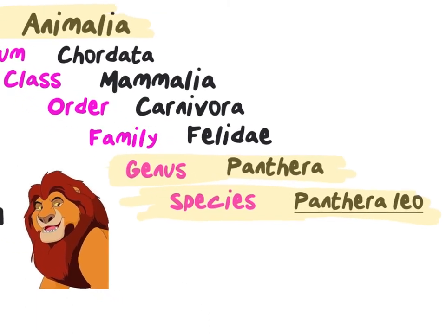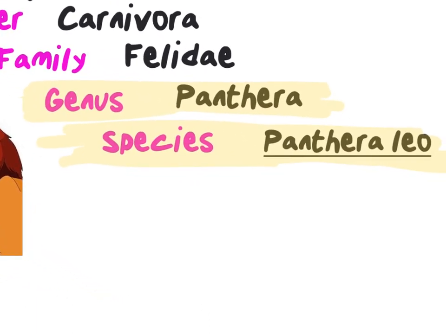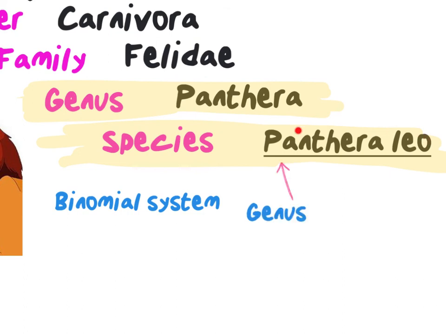Okay, so focusing in on the genus and species bit, we can see this is called the binomial system. So here we've got a 2-word description of the species, the first being the genus, the second being the species name, so Panthera leo. This should be written in italics and it should also be underlined.